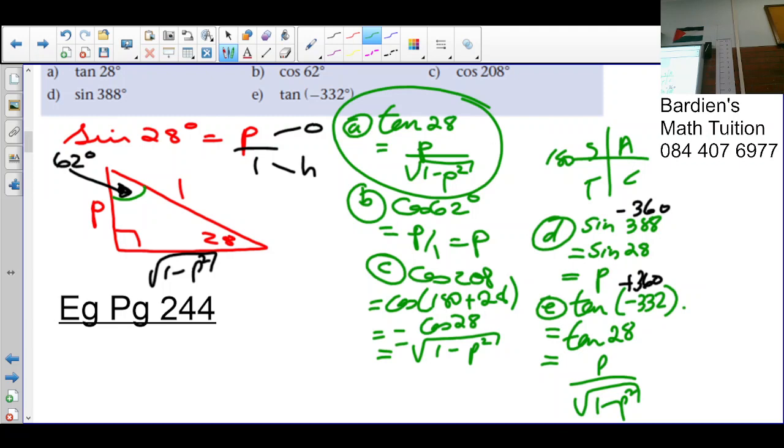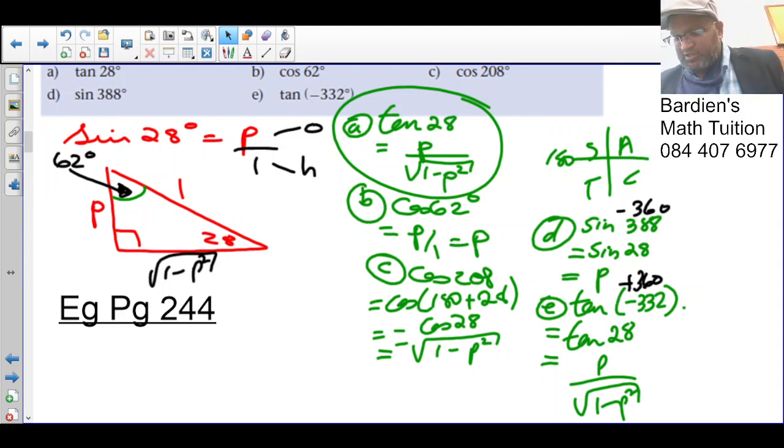No. So for homework, I want you guys to do exercise 7.10. There are 4 sums in that exercise. I'm going to do 2 of them tomorrow, just to ensure that you guys understand what's happening here.